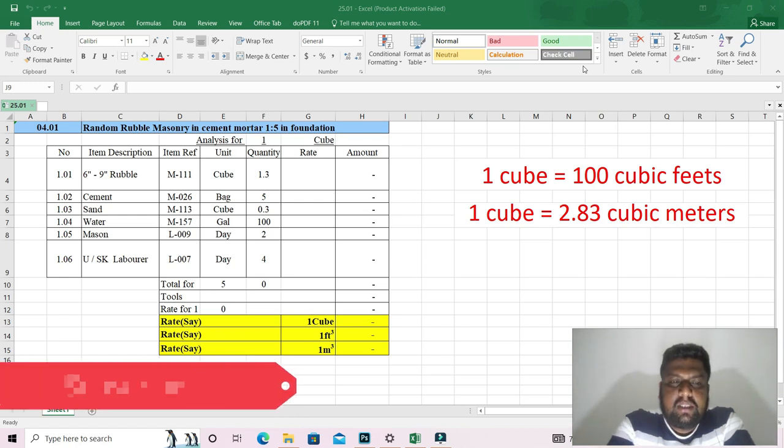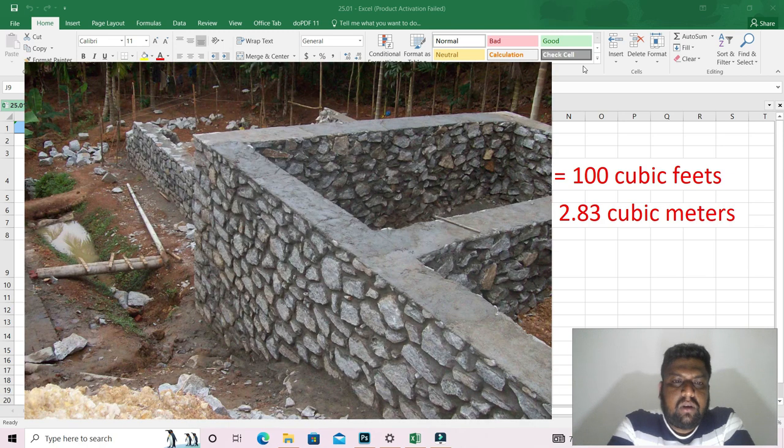Today in this video I'll be discussing how to calculate the cost of rubble work. It can be your site work or your garden work, so you need to know the cost for your rubble work. It's not possible to calculate for smaller quantities, therefore I'll calculate for 1 cube.